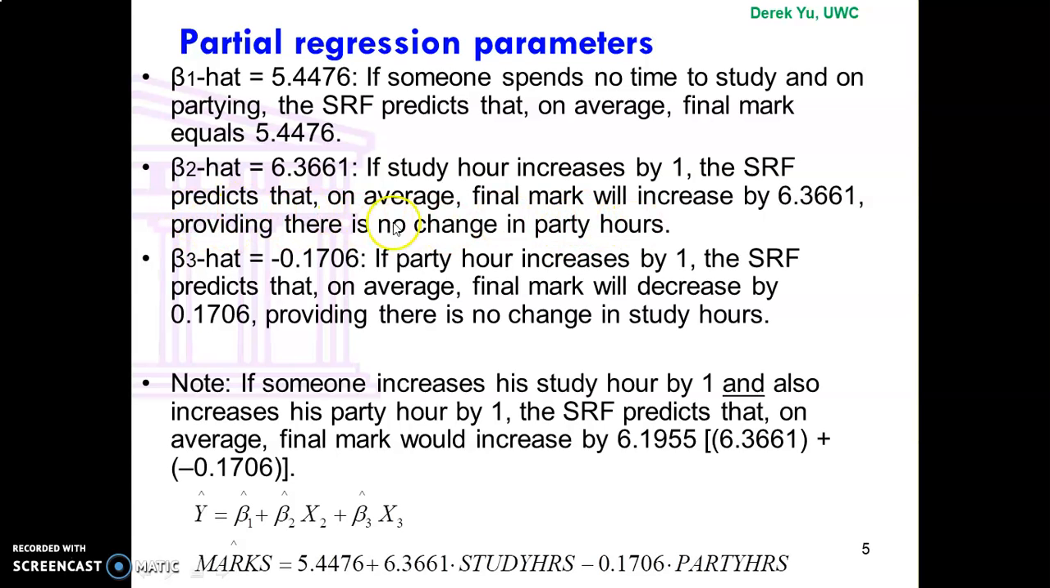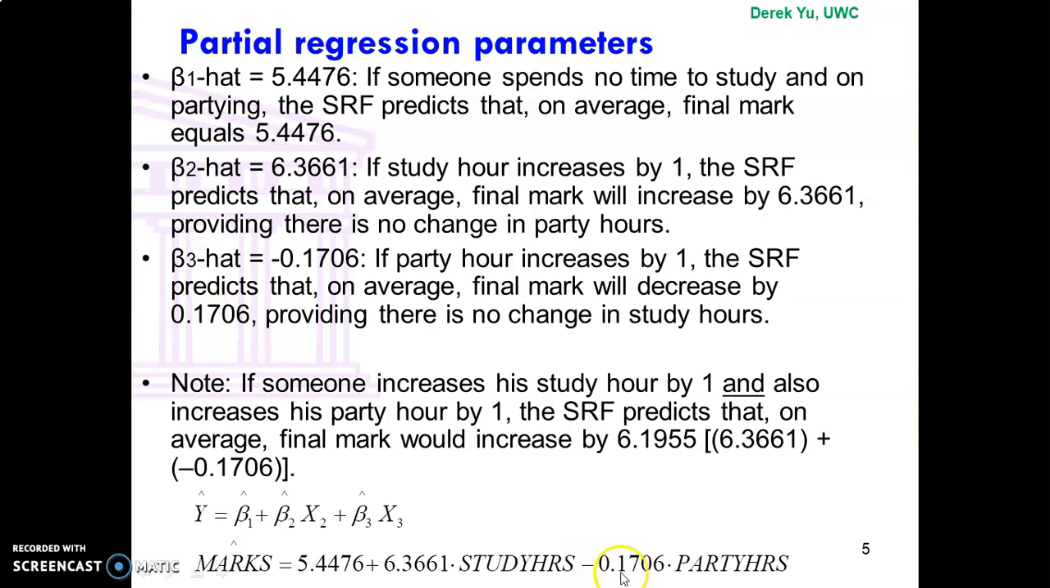You must mention this if I really ask you a question on how to interpret each multivariate regression slope parameter, and I don't accept the answer "ceteris paribus", you have to give me the full explanation, which means the sentence, providing there's no change in party hours.